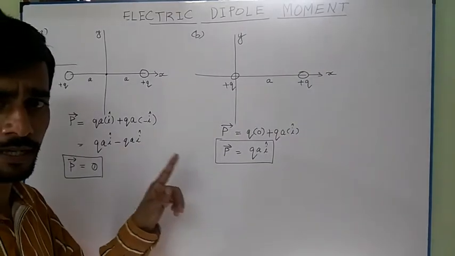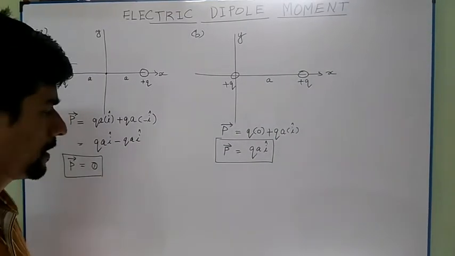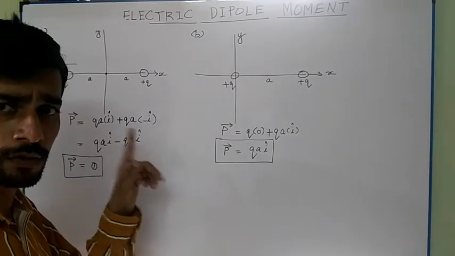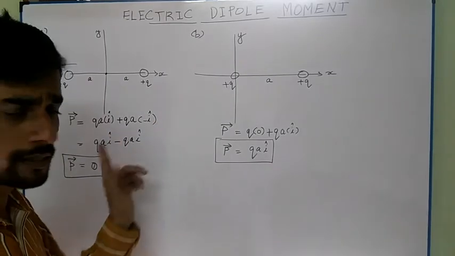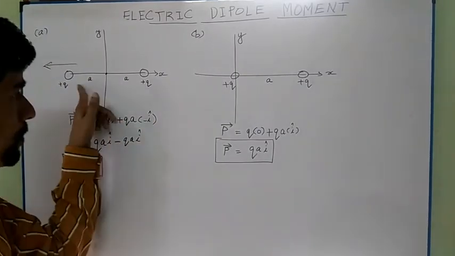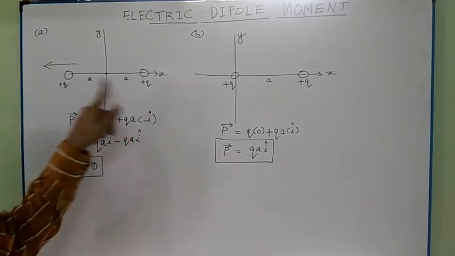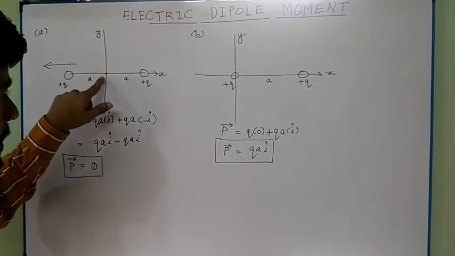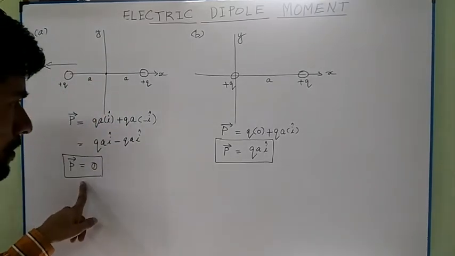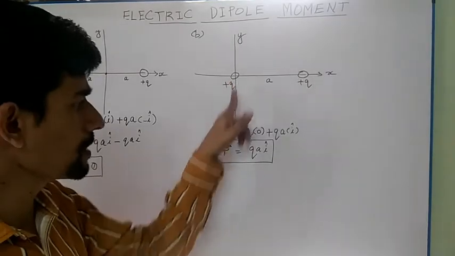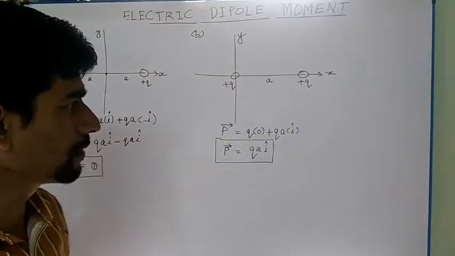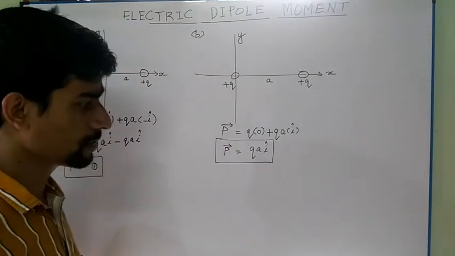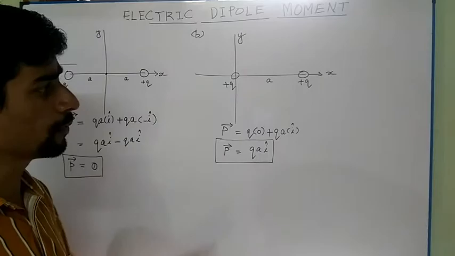So idhula irundhu namakku enna conclusion ku varalana, indha rendu case la nama paathina the electric dipole moment is depending upon the position of the origin. Origin எங்க இருக்குங்கறத பொறுத்து இதோட dipole moment மாறுது. ரெண்டு caseலயுமே same charges தான், +q இங்கேயும் +q தான். ஆனா இதுல பாத்தீங்கன்னா the origin center இருக்கிறதுனால அதோட dipole moment equal to 0. இதுல origin ஒரு chargeல இருக்கிறதுனால அதோட dipole moment equal to qa i cap. So this is the expression for dipole moment.